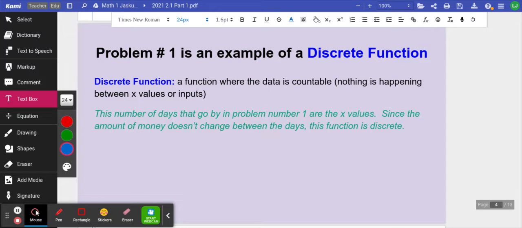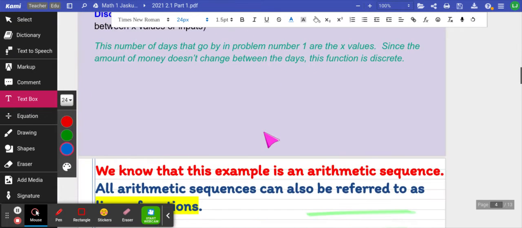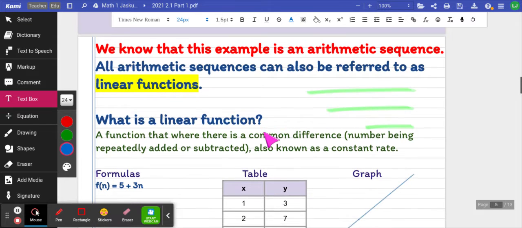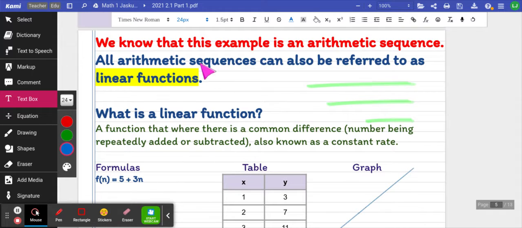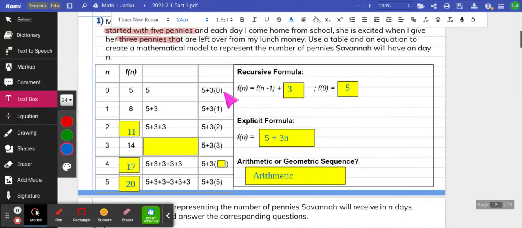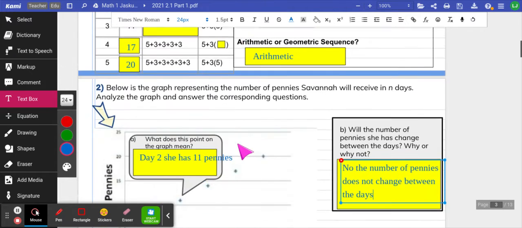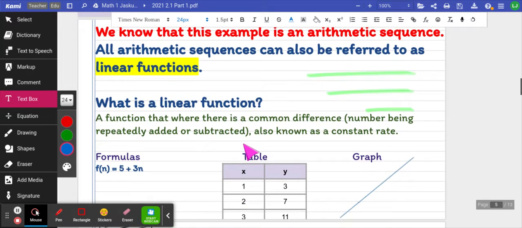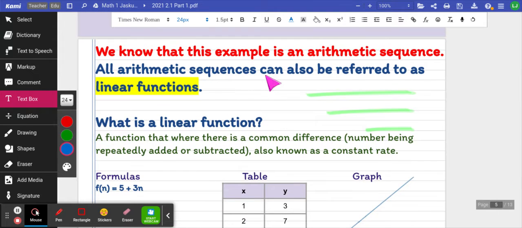Okay, so another new concept. Well, it's kind of new, but we've actually been working with this all along. We already talked about the fact that this example here is an arithmetic sequence. All arithmetic sequences can also be called linear functions. So all year we've been working with linear functions. We just haven't been calling them linear functions.